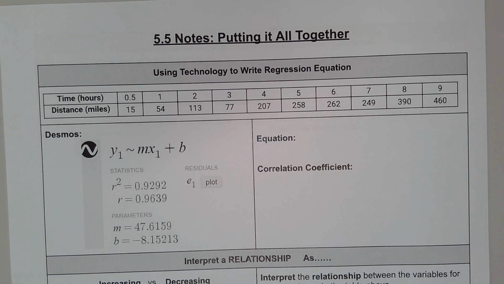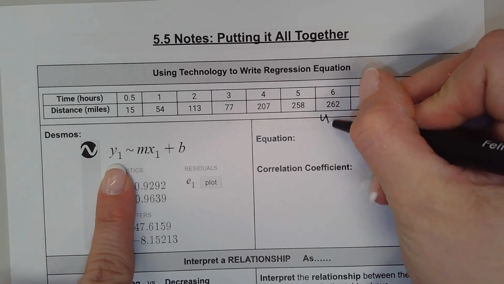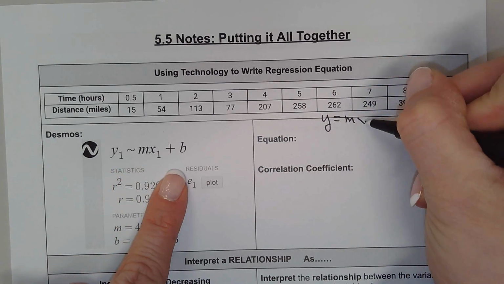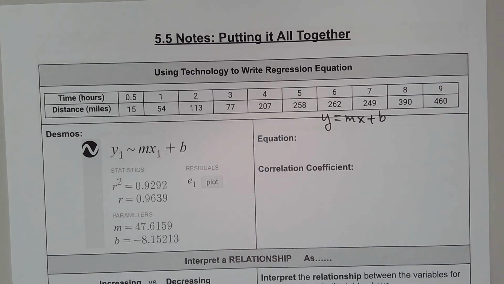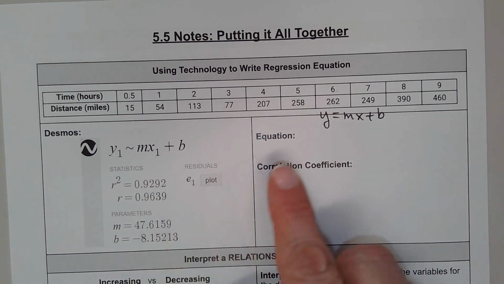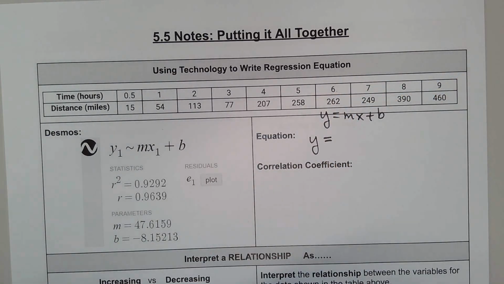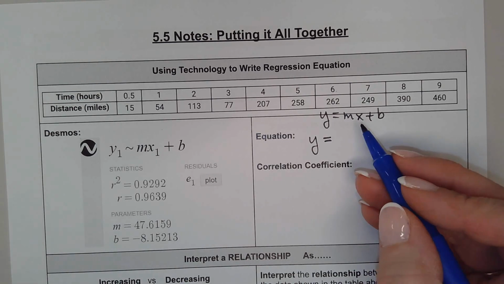We are going to take a look at taking a Desmos screenshot from the Chromebook and making the equation with it. So the equation is right here if you need help. Y equals mx plus b. And we are going to use the values from Desmos to write the equation. So y equals, let's go get the slope, the m.